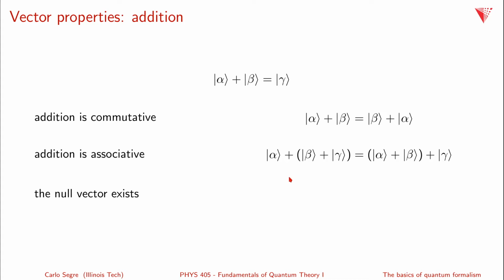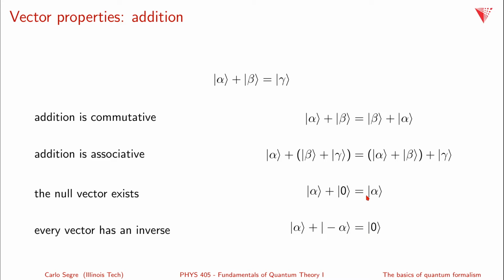The null vector exists. If we take alpha and add to it the null vector 0, we get alpha back. And every vector has an inverse, so that the inverse of alpha is minus alpha, and that's equal to 0 when you sum them. So you take alpha, you add the minus alpha vector, its inverse, and then you get 0, the null vector.